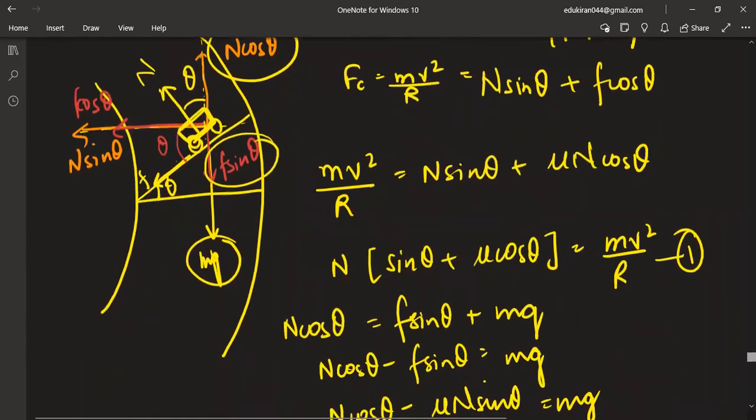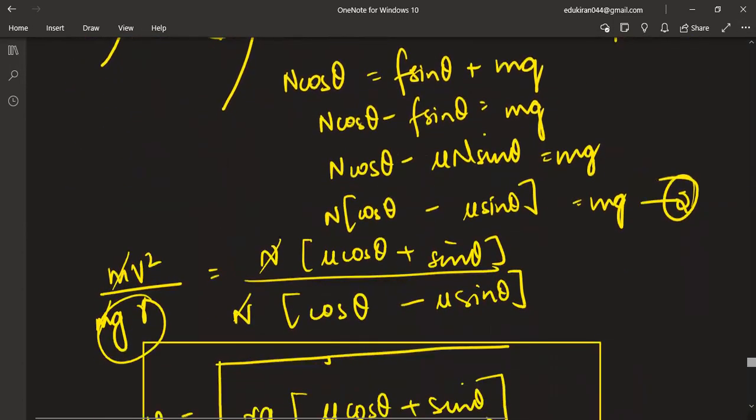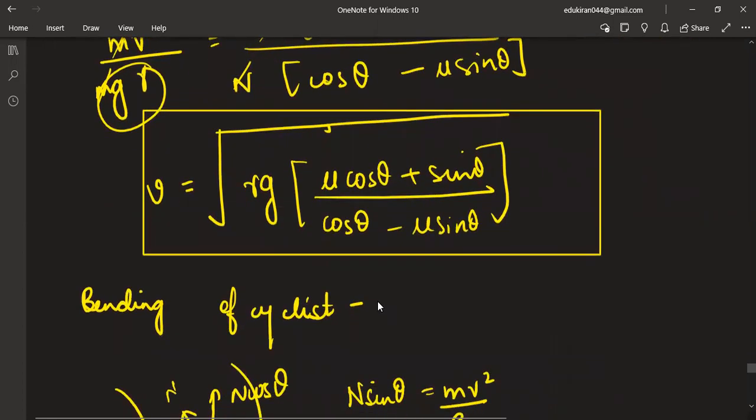Just in case your road is inclined, there are slopes on the road, then again, do not go through the definition. Just remember this formula: v is equal to under root rg times mu cos theta plus sine theta divided by cos theta minus mu sine theta. That's it, what you have to remember.